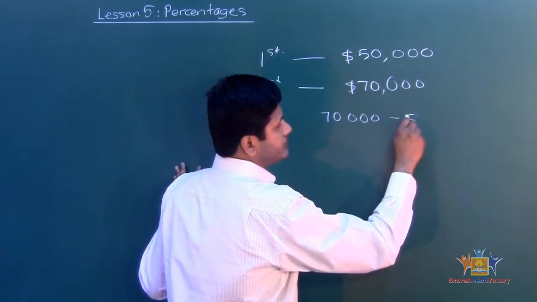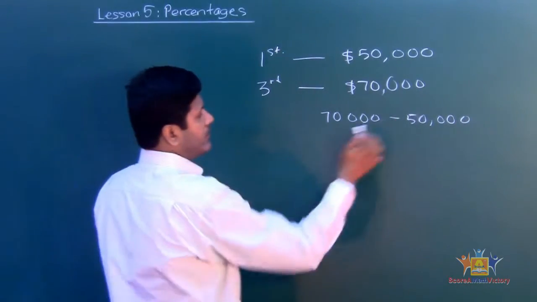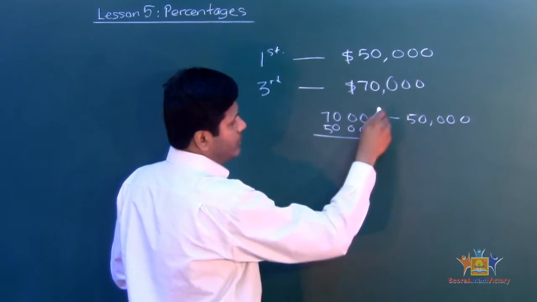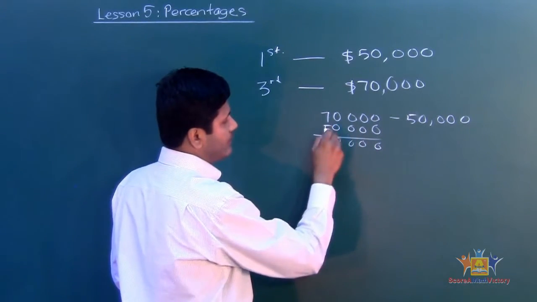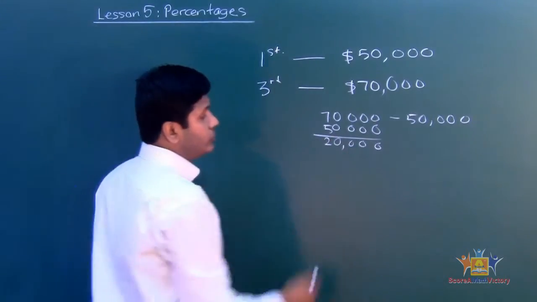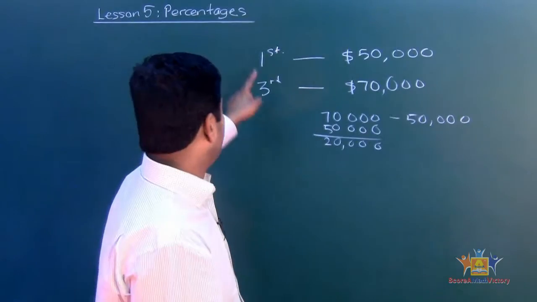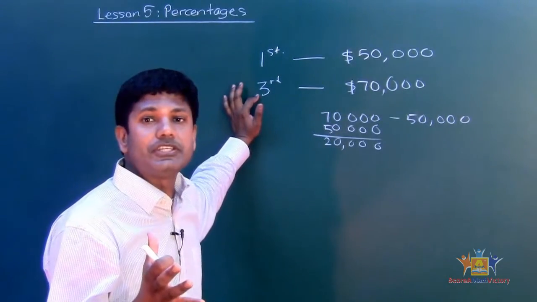All right, okay, so a big number like this, we line them up. We bring the 50,000, line it up. That's the right way to do it. So we know all this is going to be the same, this is zeros, so we're just going to put zeros, and then 7 minus 5 is 20. So that's a $20,000 increase from first year to the third year, and I want to find out the percentage.